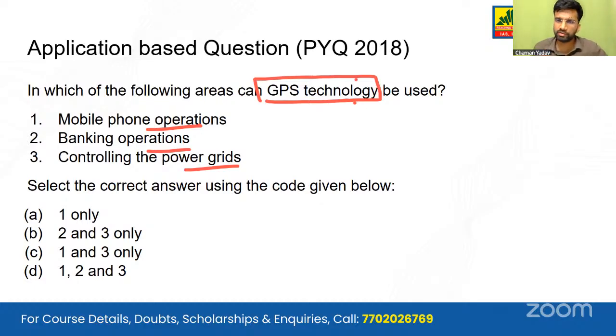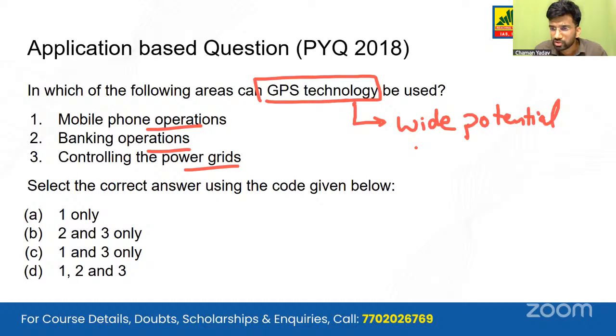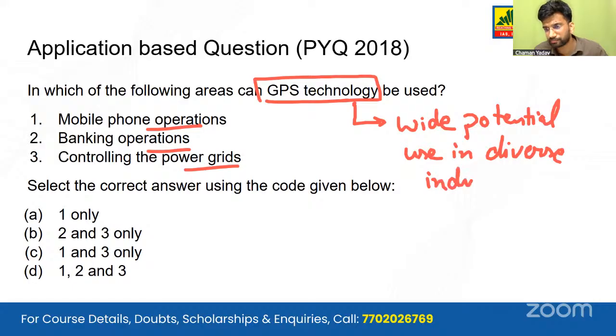So one thing is sure: any of these newer technologies have a very wide potential use in diverse industries. They have a huge potential for different types of applications. They can be applied in different industries and in different sectors. An application has to be weirdly bizarre for us to eliminate it in the first place. So none of these are extremely bizarre statements.